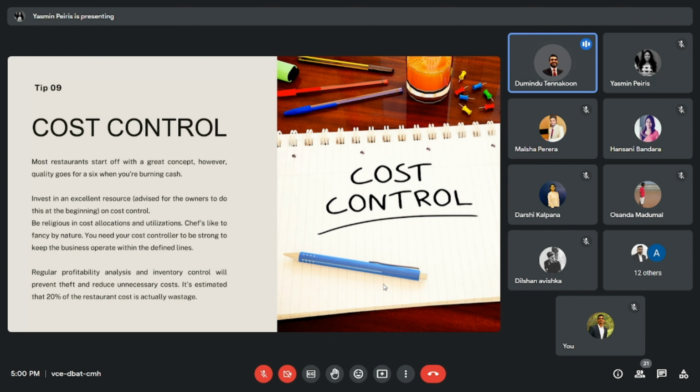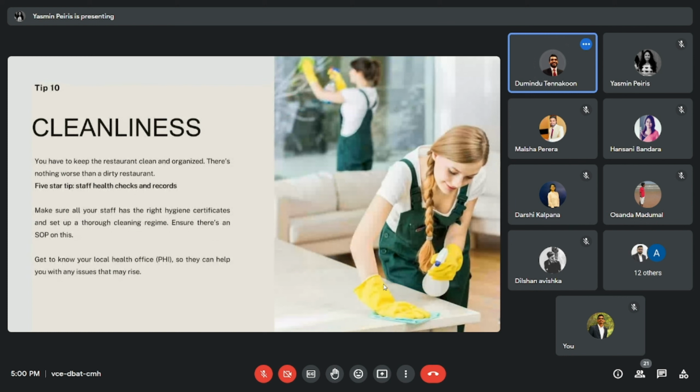Right, and we go to the last tip. Yeah, cleanliness. I think we have already covered the importance of cleanliness.